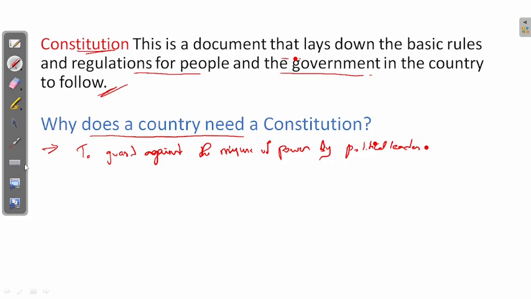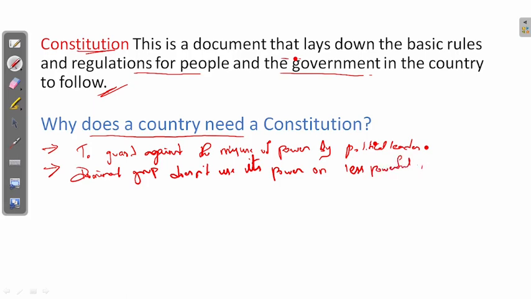Next, it ensures that the dominant group does not use its power against the less powerful people. It makes sure that the larger groups which have power do not use that power on the less powerful people, or the ones who don't have the power.